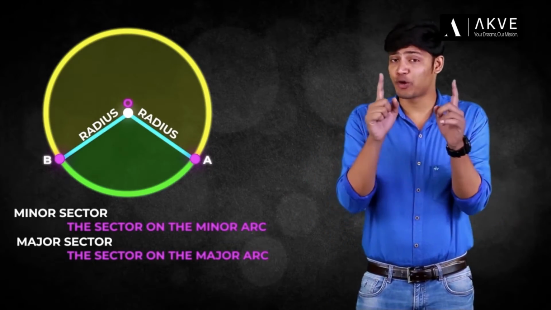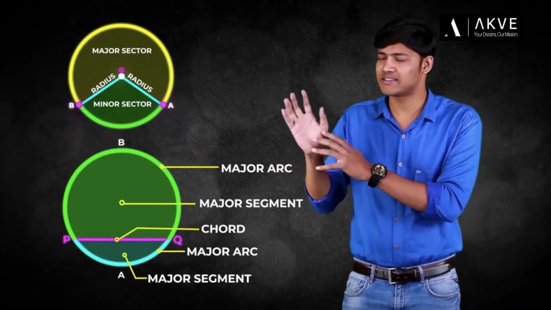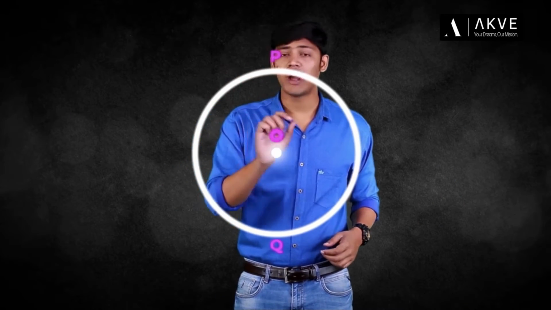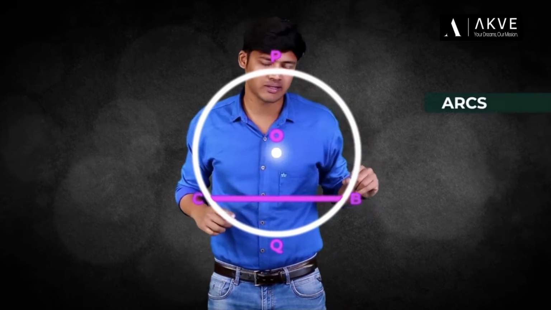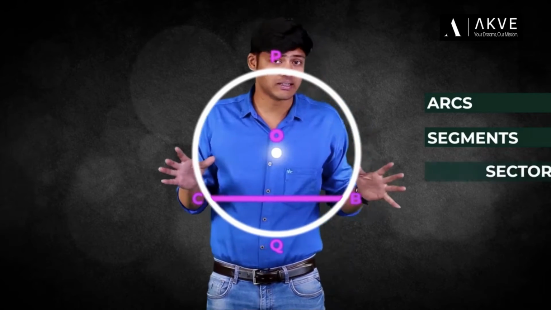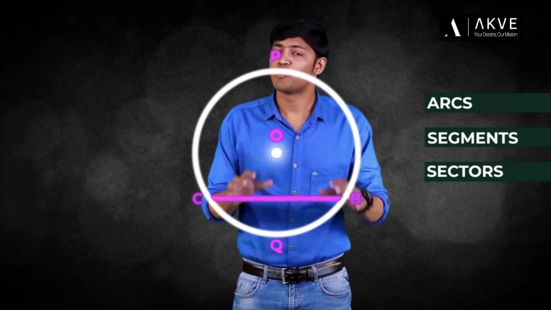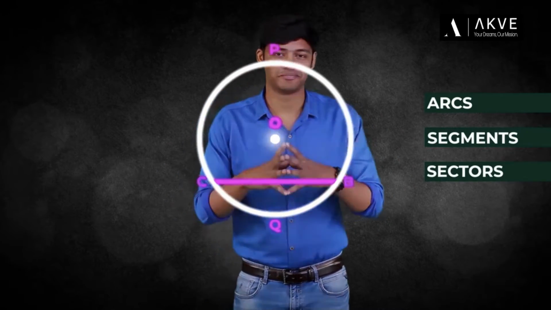So friends, I hope you have understood all these terms in a circle. Now, here is a circle with the center O and the chord BC. Now you have to identify the arcs, segments and the sectors in this circle. Pause your screen and find them.